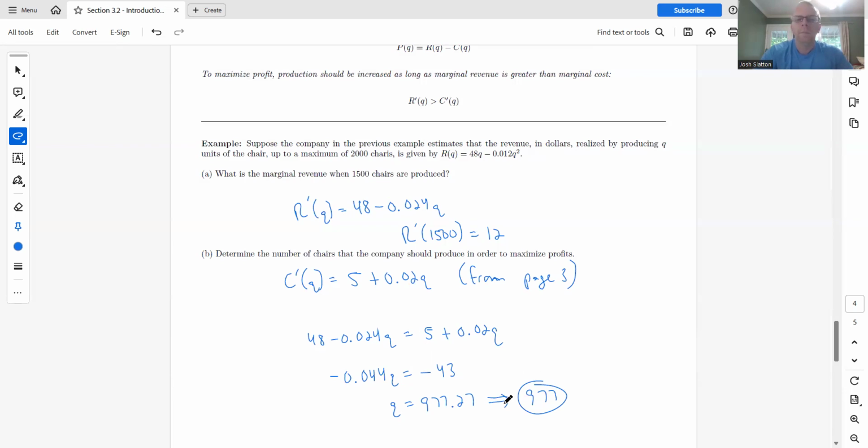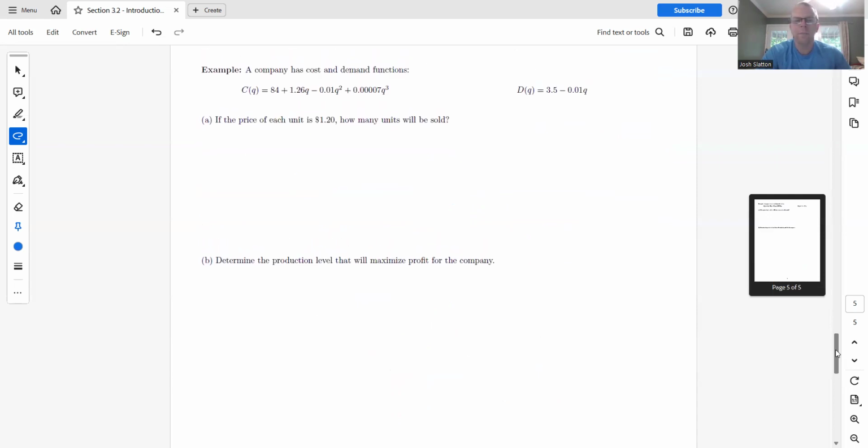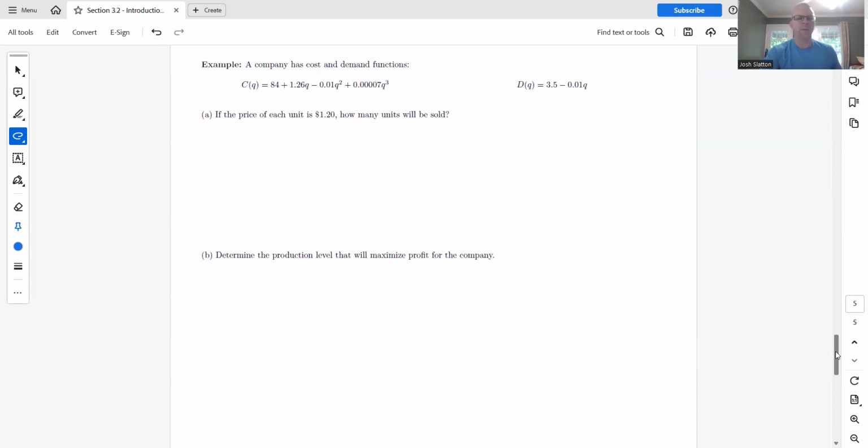All right. So essentially, anytime in this section where we're maximizing or minimizing, we have the revenue and the cost, or the marginal cost and average cost, and we're going to set those things equal to each other. Then the last thing, we have cost and demand functions.